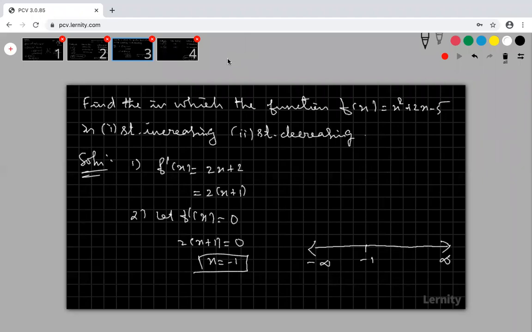Nagarjuna, you please take a value within that interval. Don't take minus 1. If you take minus 1, your f dash will become 0. I need f dash of x to be greater than 0 or less than 0 in that interval.